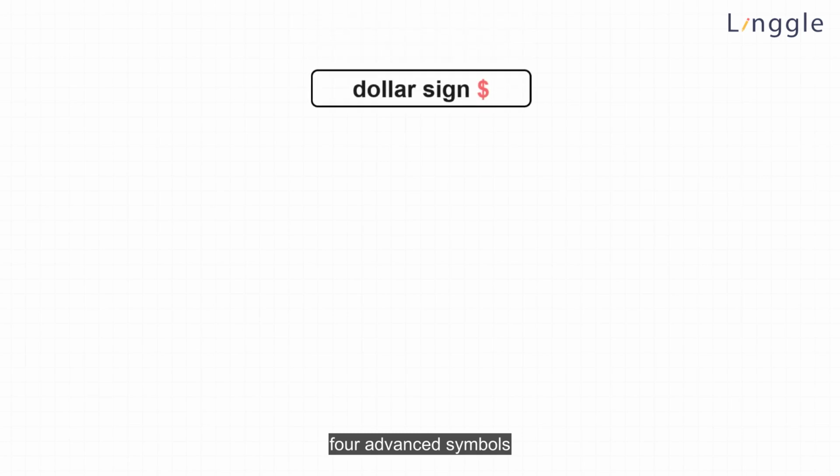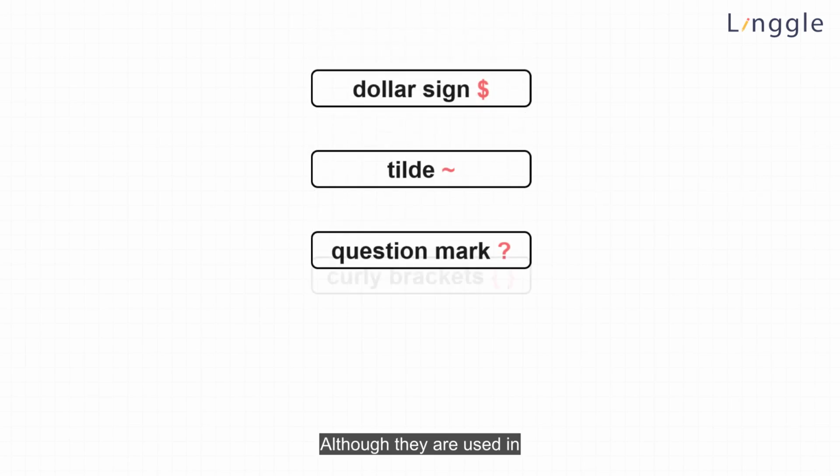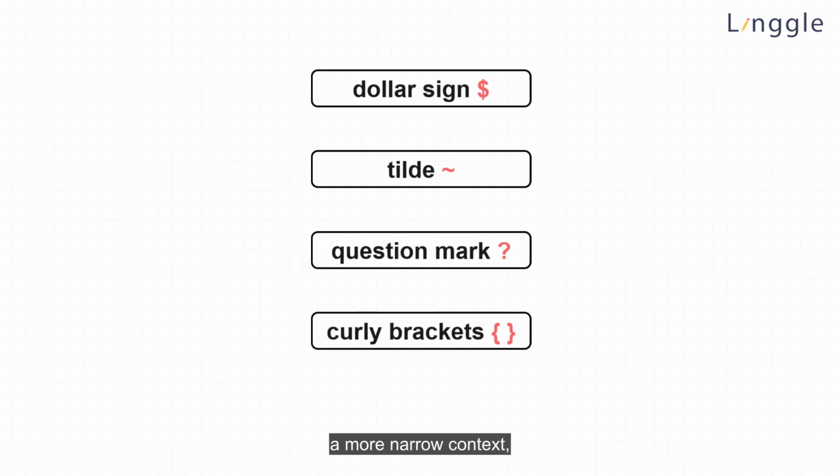In this episode, we have introduced 4 advanced symbols and commands. Although they are used in a more narrow context, they can help you to find the information needed when used appropriately. With some practice, you'll find that the syntax commands are simple, intuitive, and easy to use. Whether you are an advanced learner, an intermediate learner, or a beginner, after you learn these syntax commands, you'll be able to use Linggle to help you solve collocation and vocabulary problems.